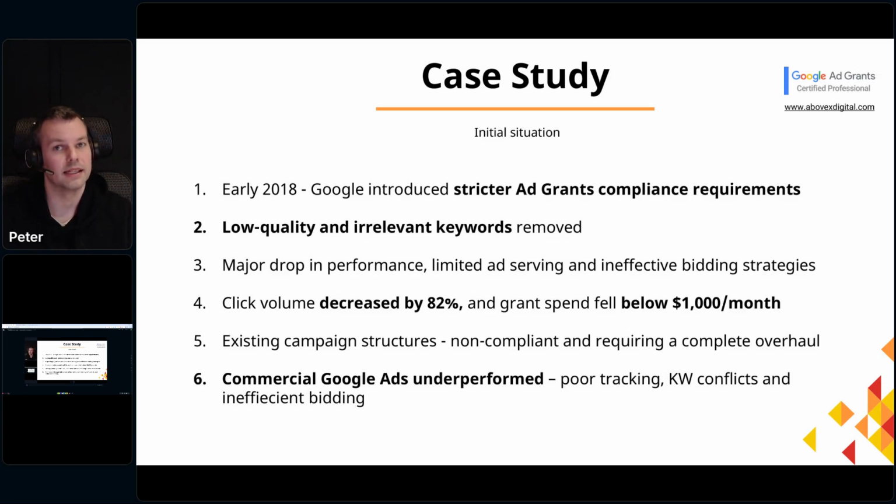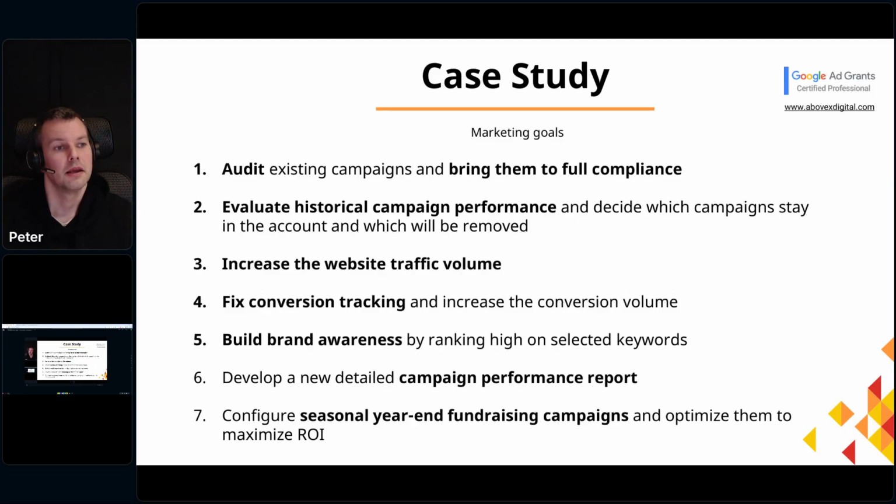And not just that, but their existing campaigns were suddenly non-compliant because of those new requirements. And they also had a commercial account, but the conversion tracking hadn't been configured properly, and they were not sure if it was performing or not, etc. So that was the situation.